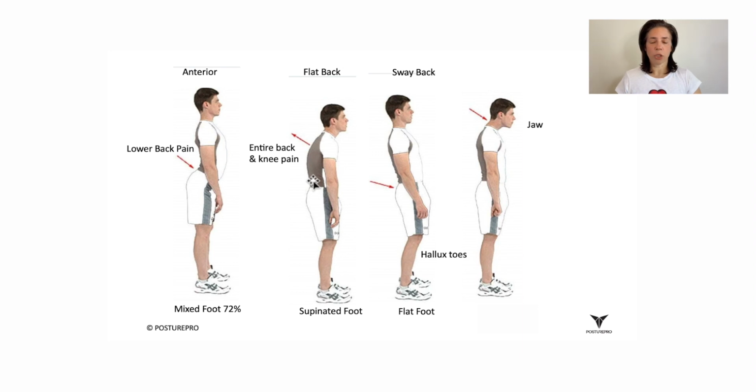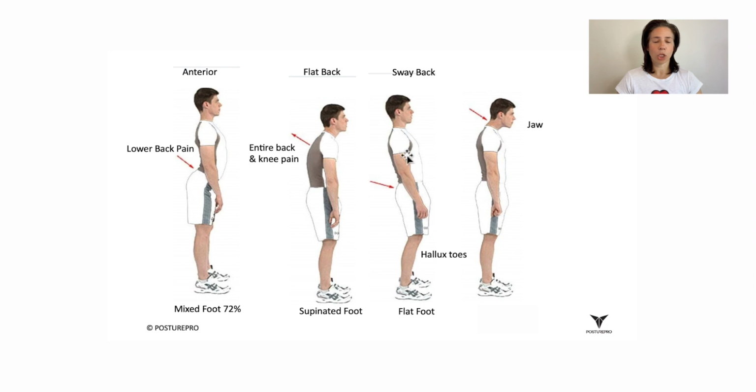The next posture type is the flat back. This is when pain will be felt either at the level of the knee or at the level of the entire spinal column. The curves in the spinal cord are diminished, and this is what can cause pain at any level. And the type of foot that is associated to this type of posture is the supinated foot. Keep in mind that the supination of the foot can also be asymmetrical.